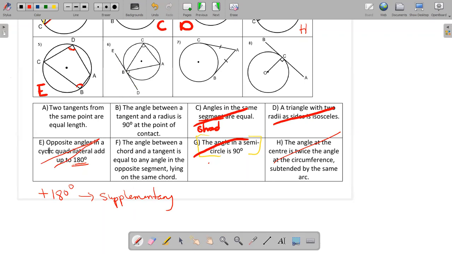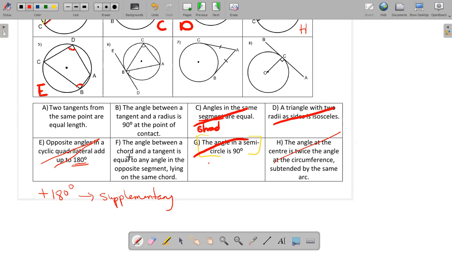Be careful because there is more than one talking about tangents. A, B, and F are talking about tangents. So which one do you think it is? Look at it. Critical thinking, let's go. It is going to be F. Look at what it says.